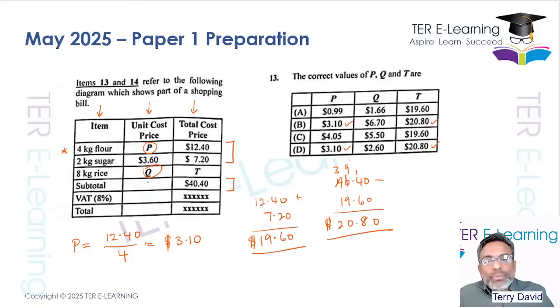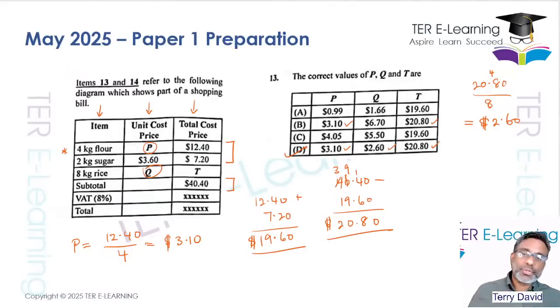Now to get Q, again, this is like a unit price. So you're going to take your total price, which is $20.80, and divide that by 8 to get the value of Q. 8 can go into 20 2 times. That's 2 8s are 16, and then you have a remainder of 4. Then 8 into 48 is 6. So that's $2.60, and therefore the answer is going to be D. Like I said, this is a relatively new question, so don't be surprised if it shows up in the exam tomorrow, right? So that is number 13 here.